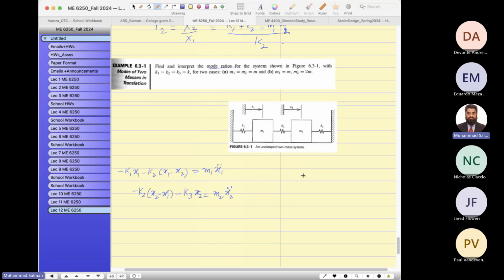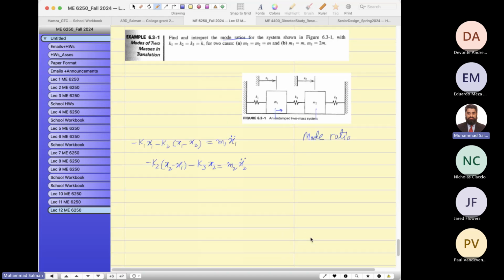Mode ratio in the big picture is that if one mass moves to the right, what is the location of the other mass at a certain frequency? We call those eigenfrequencies or natural frequencies. These are the mode shapes, or mode ratios. So what are the mode ratios? Suppose one is moving to the right, what is the mode ratio for the other mass?